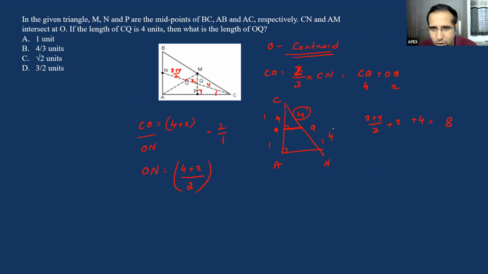Clear? Because this is what we got as the value of Cn, that to be 8. So this becomes again 2x by 2. So 2x plus x, this becomes 3x plus 4, and this is again into 2 by 2. So 2x, 3x plus 12 is equal to 16, or we get 3x is equal to 4, or we get the value of x as 4 by 3, and therefore this becomes our answer.